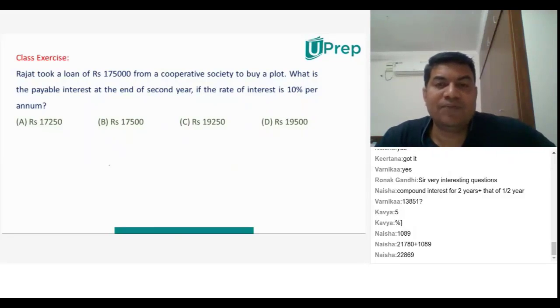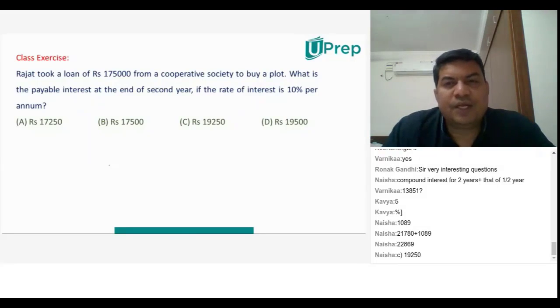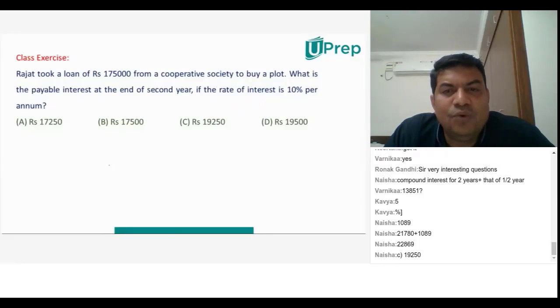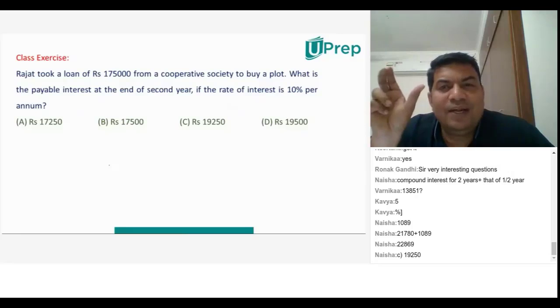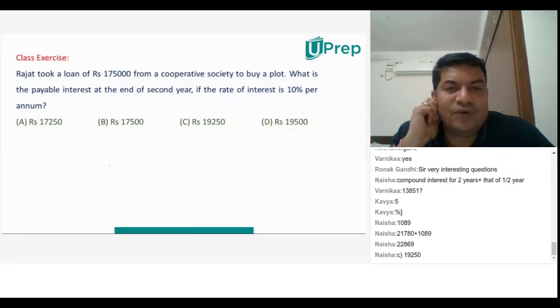He's not asking for the amount, he's asking you for the interest. Actually, the question is wrongly worded, but with the given options, the best answer is 19,250. Because he's asking you for the interest payable at the end of the second year. He's exclusively asking only for the end of the second year. So at the end of the first year, you know.